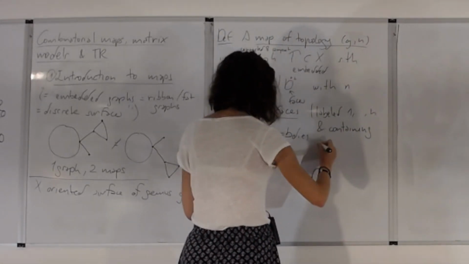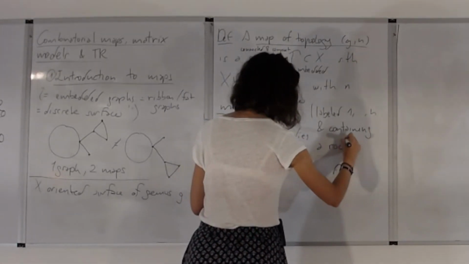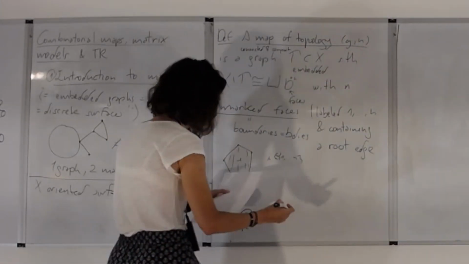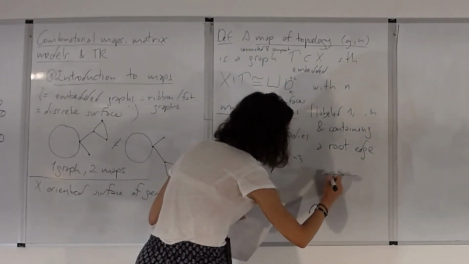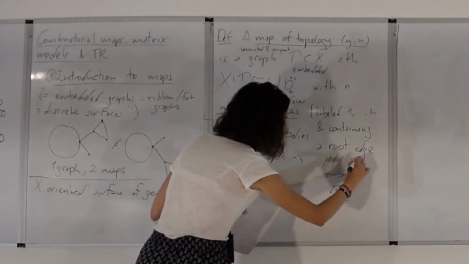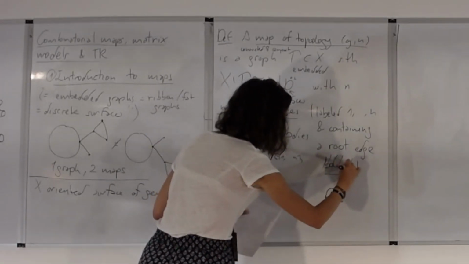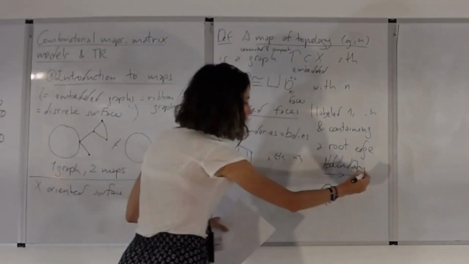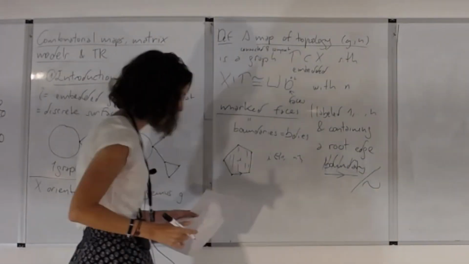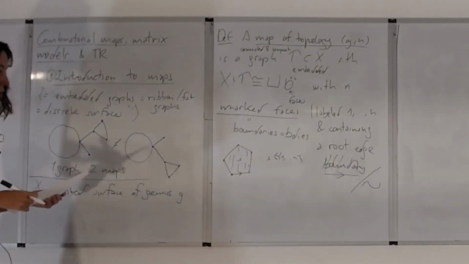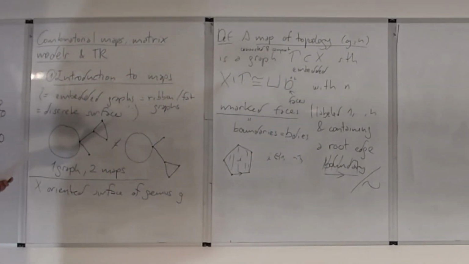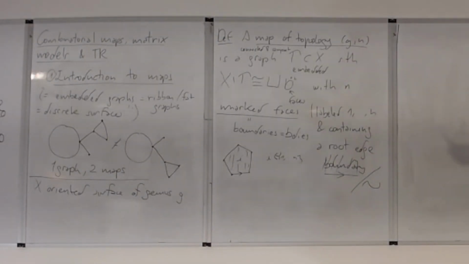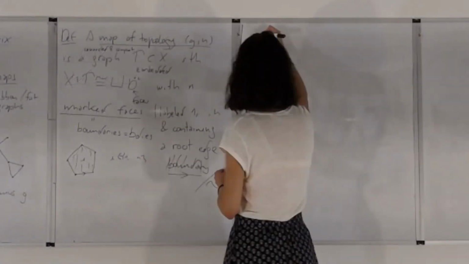So containing a root. So the root is this marked edge. And the picture is like this. This should be the boundary on the left. Okay, and all this is up to isomorphism. So now I should say when two maps are isomorphic, and then I will go to the example. So if something is not clear, it should clarify it.